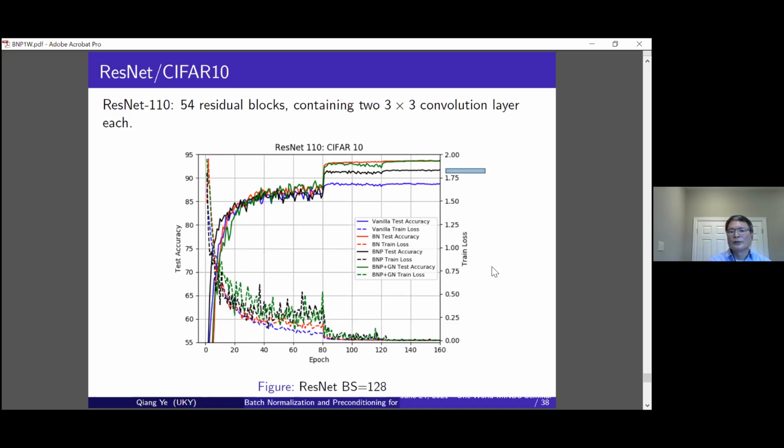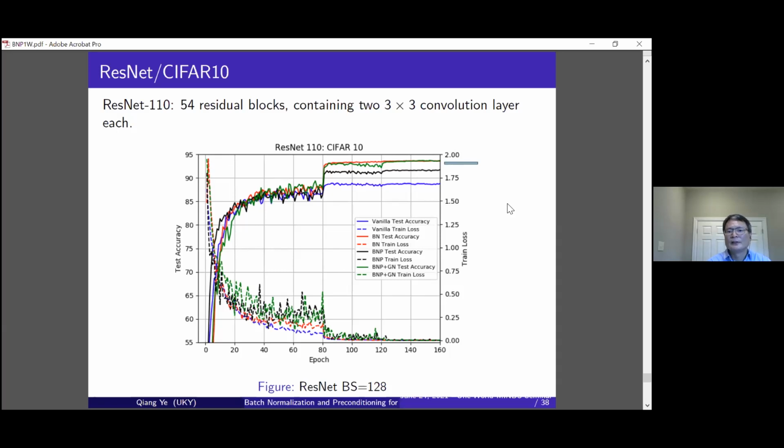But one way to address that is to consider BNP and group norm. So we add group norm to BNP. That can be easily implemented, and it also has the scale invariant properties. With that, the BNP plus group norm result is very similar, basically comparable to BN.